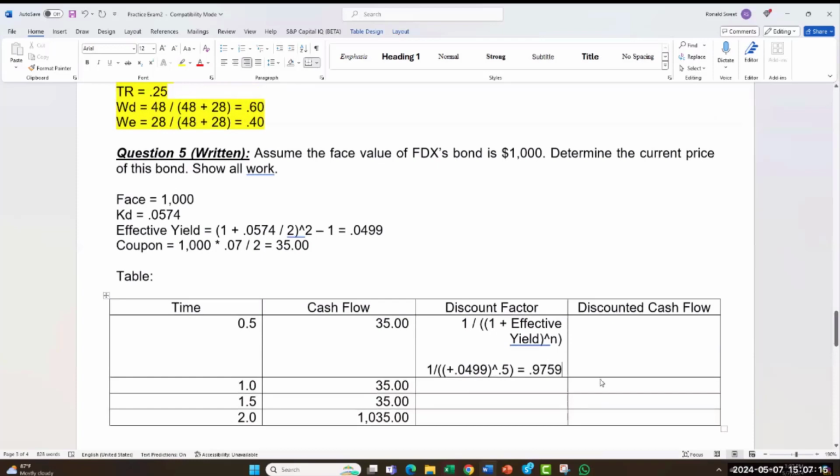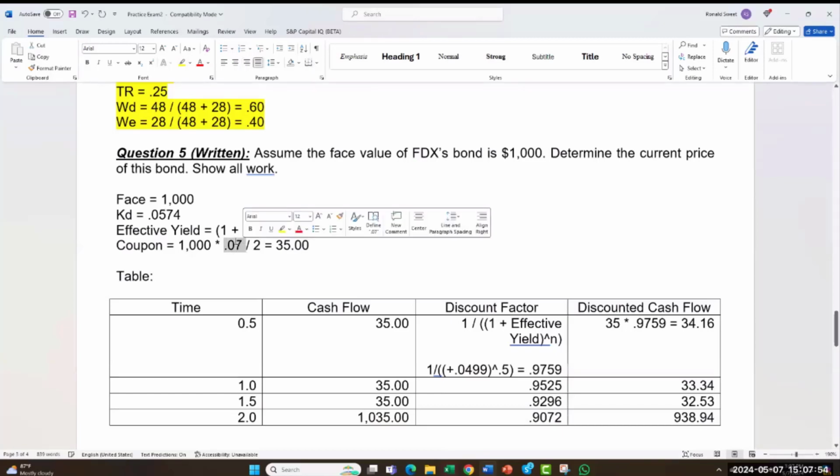And that is going to equal 0.9759. And the next year you raise it to the 1. It's the same formula. You just use 1 for the second year and you should get 0.9525, 0.9296, 0.9072. If you go out 4 decimal places, rounding shouldn't be a big issue. That gives you a discounted cash flow. You just multiply across, 35 times 0.9759. Again, with some rounding issues, but should be okay. 34.16, 33.34, 32.53, and 938.94.